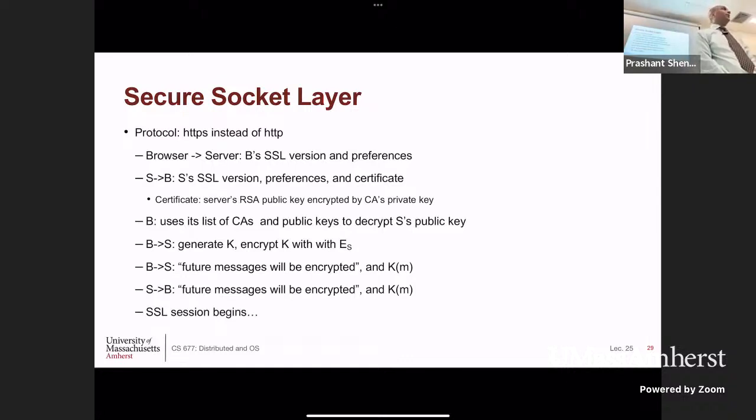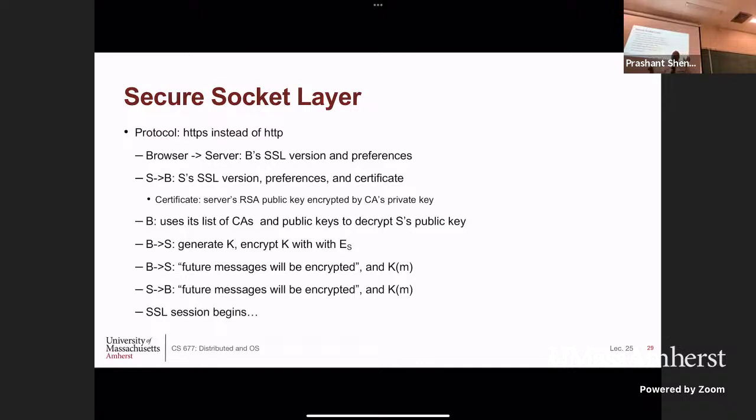So the browser is going to check, is this the right certificate? Am I talking to the right website? If you have an incorrect certificate, it will complain. Now that you have the public key of the server, the browser can use its list of certification authorities to verify the public key.